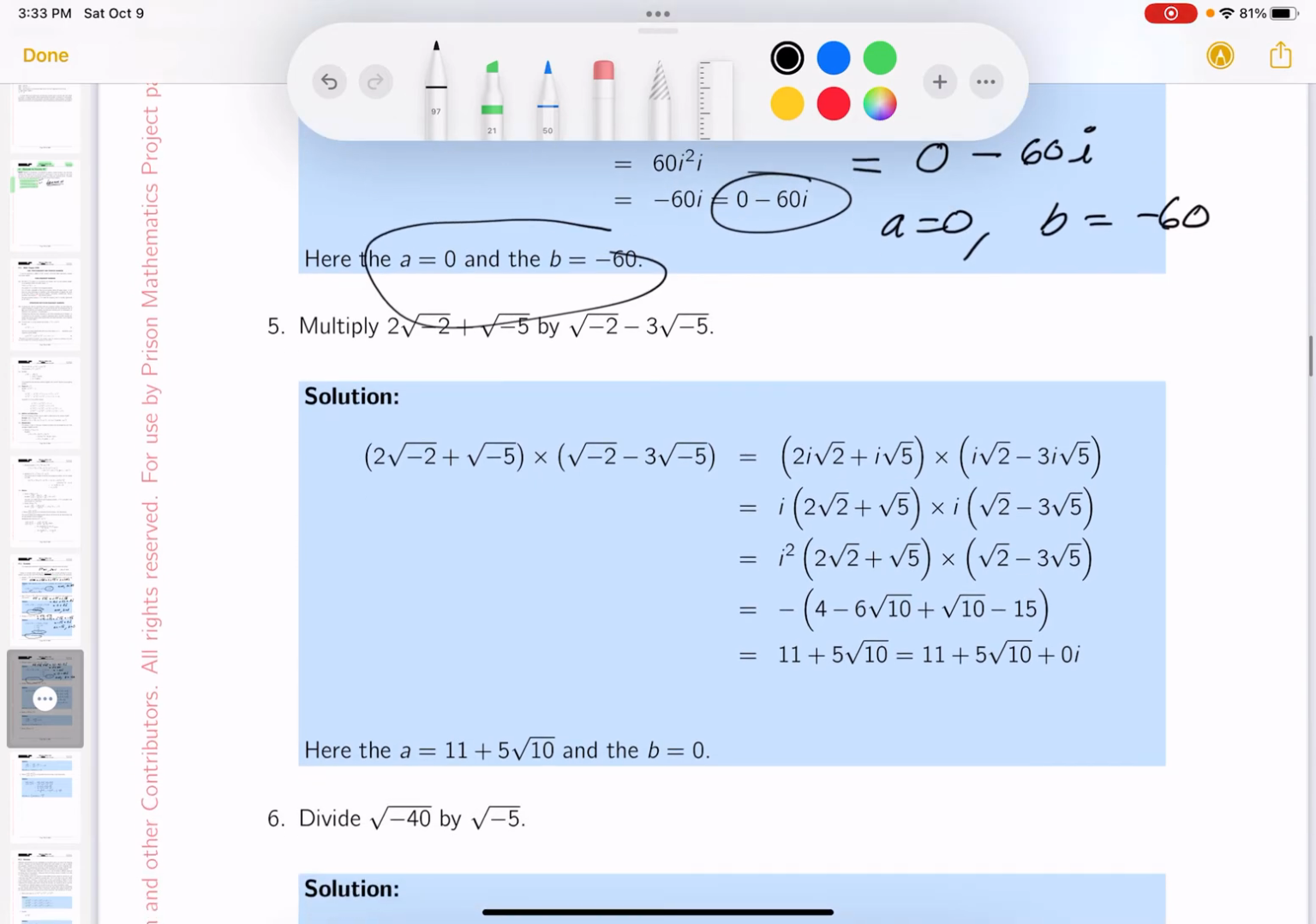All right, so the next one. Next one says multiply. I'll write it down for you. You know what? I occluded this, so I have to erase that. Sorry about that. I do that sometimes.